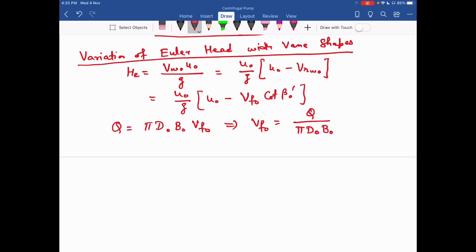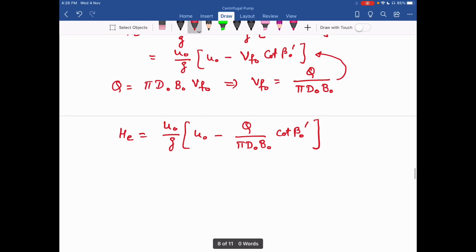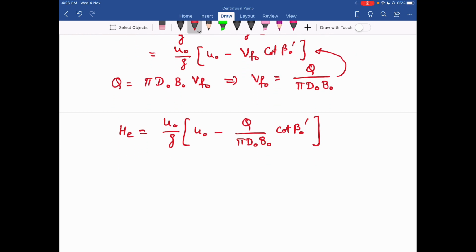So now put this value into the above equation. I again write Euler head is equal to U_o upon g, U_o minus, now V_fo is Q divided by pi D_o B_o, cot of beta_o dash. And further I can write it as U_o square divided by g minus U_o Q divided by g pi D_o B_o cot of beta_o dash.